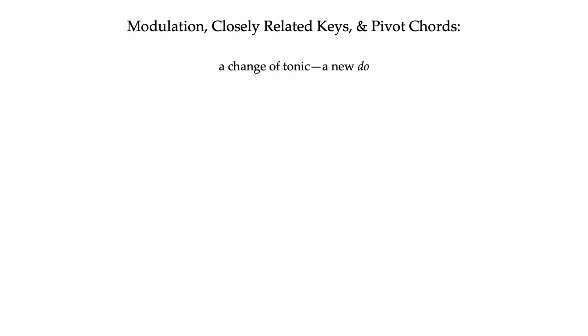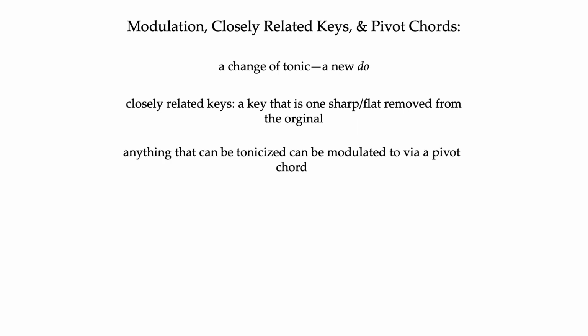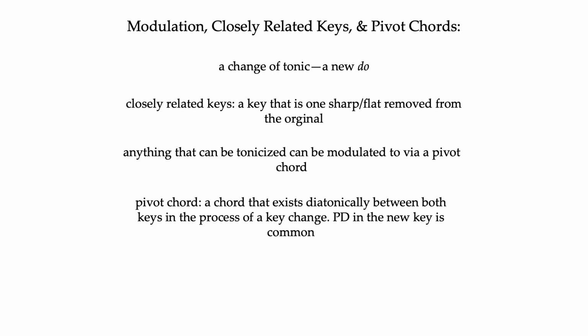So a change of tonic, a new do, which means you have to change syllables if you're singing these things out. Closely related keys, we're talking about a key that's one sharp or flat removed from the origin. So in other words, anything that can be tonicized can be modulated to via a pivot chord. So what's a pivot chord then? Well, a pivot chord is a chord that exists diatonically between both keys in the process of a key change. And if we're talking about a pivot chord, predominant function in the new key is what ends up being most commonly seen anyways.